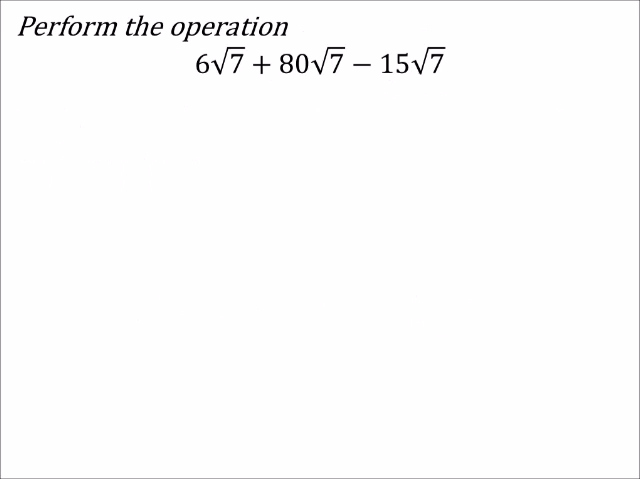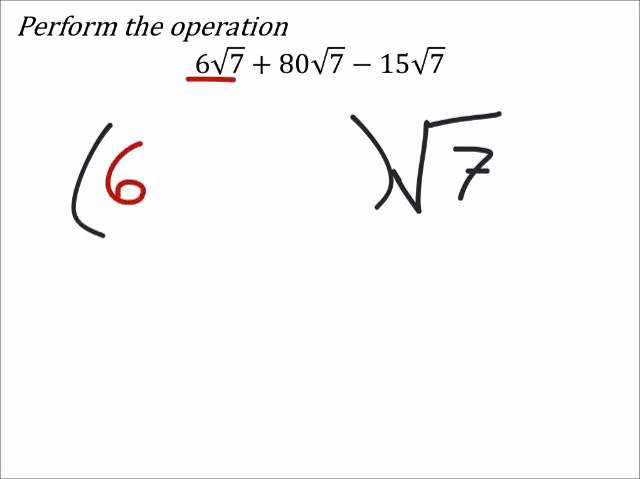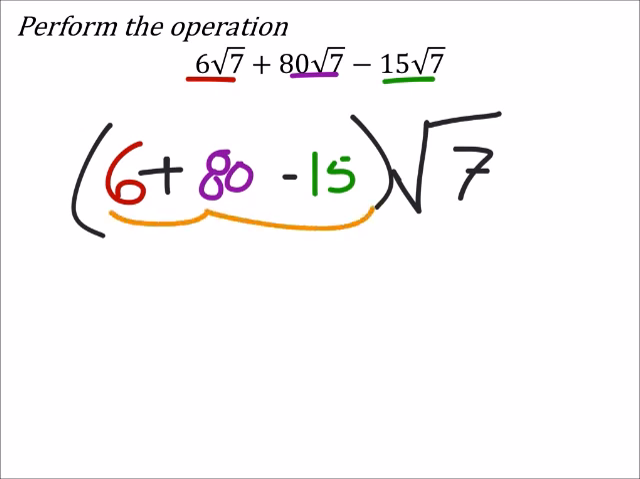This one's great because all three of these terms have a square root of 7. So what we're going to do is factor out a square root of 7 from all this stuff. And what would we have left? From the first term, we would have a 6. From the second term, we would have an 80. And from the third term, we would have a 15. And all the operations are going to stay the same. So here I've got 6 plus 80 minus 15, which would be 71.